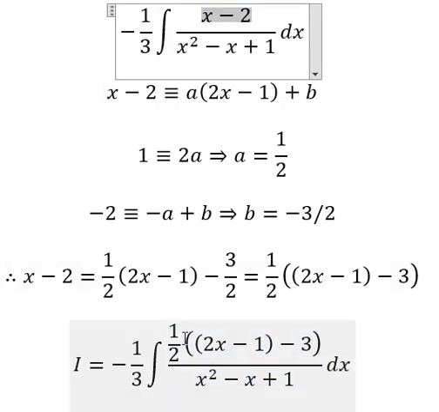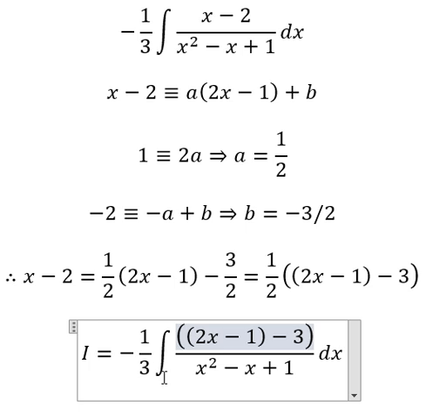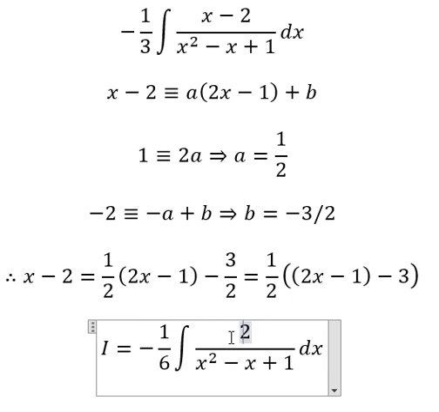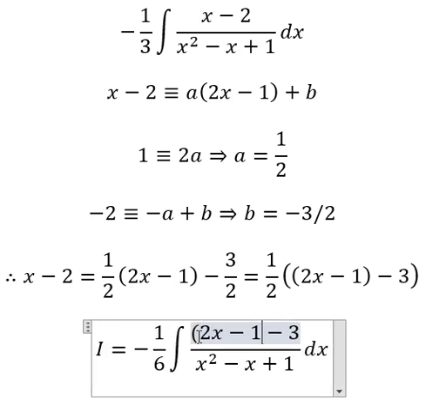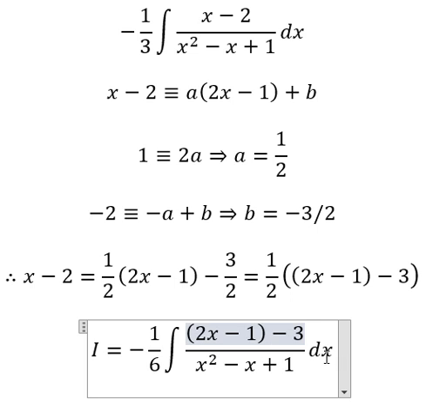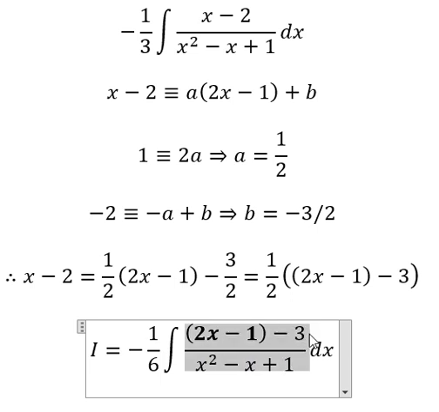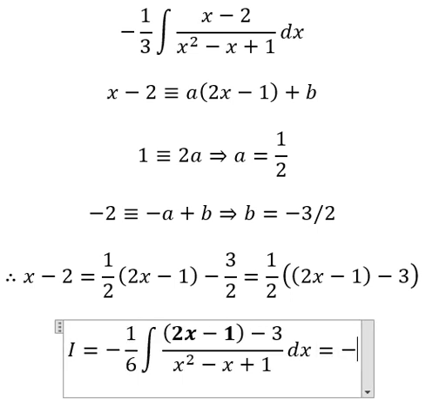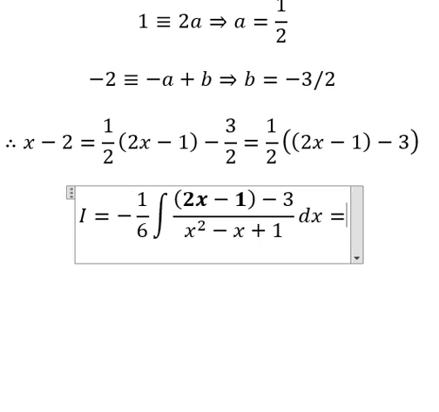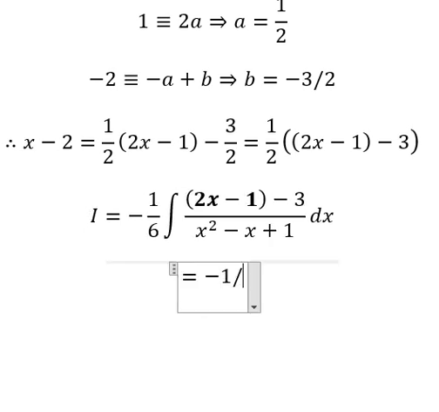Now this half is common, so I'm going to pull it out of the integral, multiplying with this 1/3 to give us 1/6. So let me rewrite this as 2x minus 1 then minus 3, making sure that this 2x minus 1 looks like a single term. Now I'm going to split the integral into the integral of this term over this denominator minus the integral of this other term over this denominator. So I put my minus 1/6 outside.